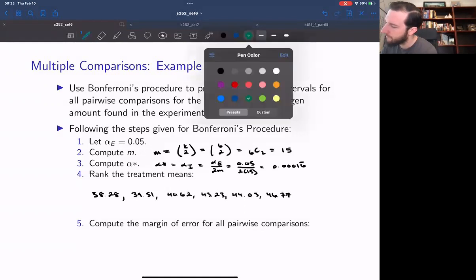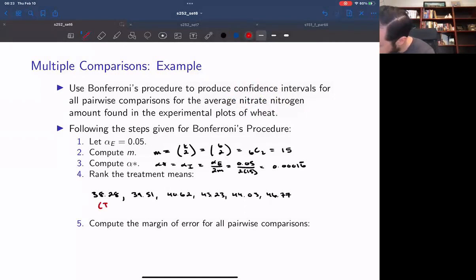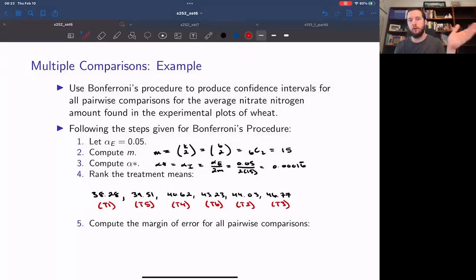And then just for reference, this is treatment 1, treatment 5, treatment 4, treatment 6, treatment 2, treatment 3. Okay, so we're going to just do our comparisons in the order established here. So we're going to go T1 versus T5, T1 versus T4, T1 versus T6, T1 versus T2, T1 versus T3, and then we'll go T5 versus T4, T5 versus T6, etc.